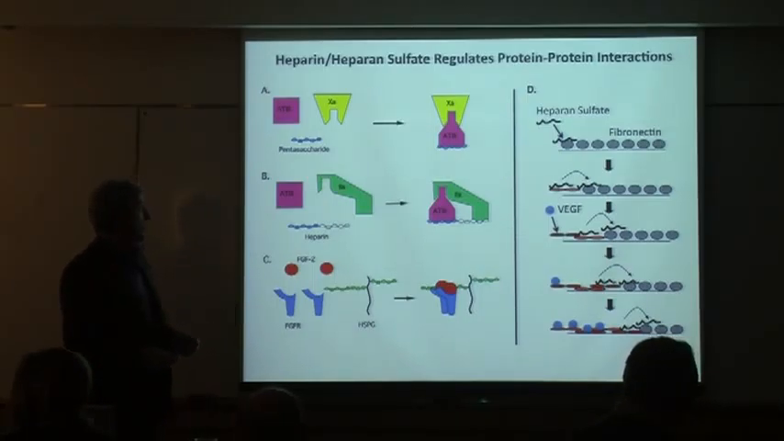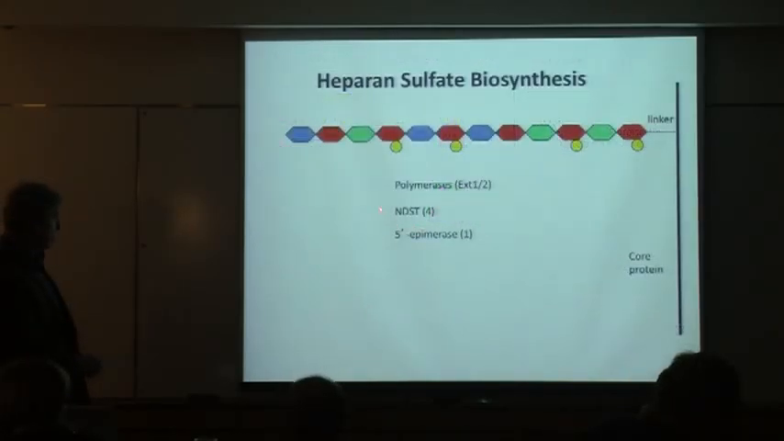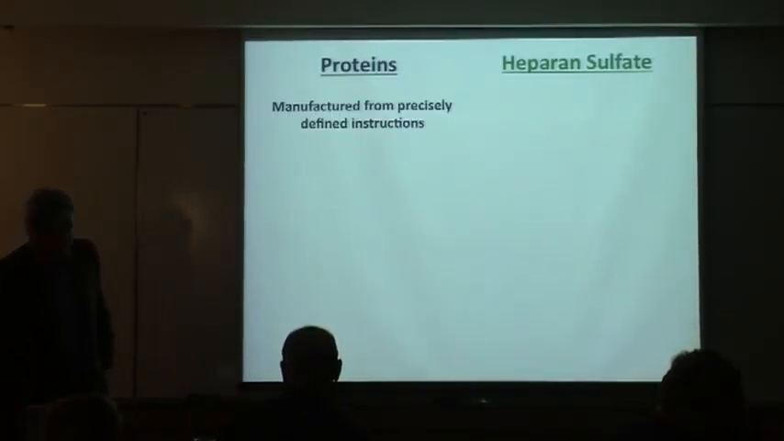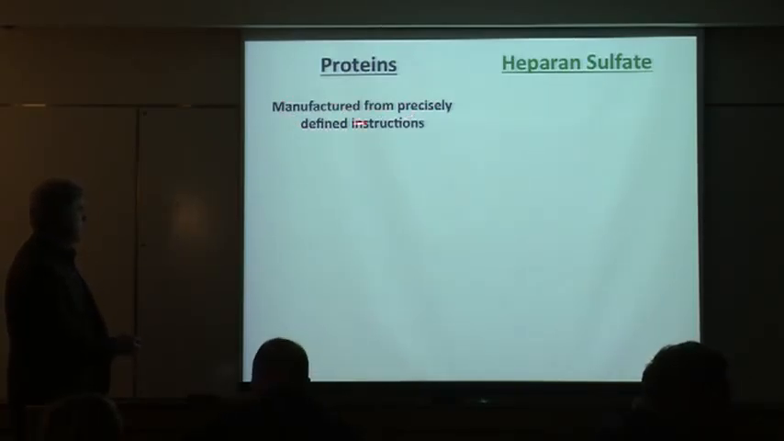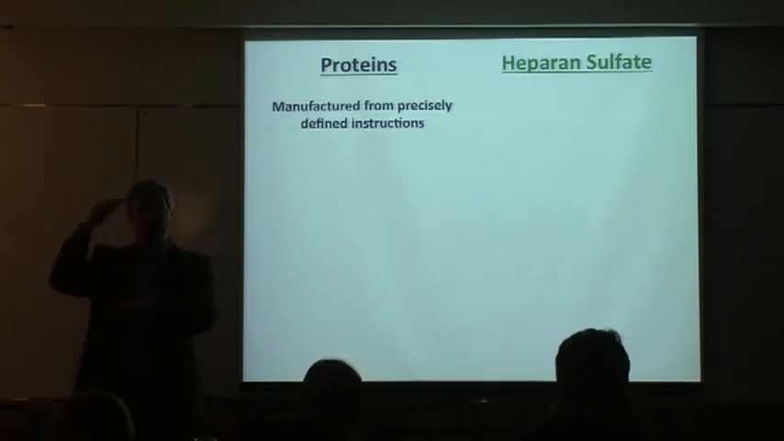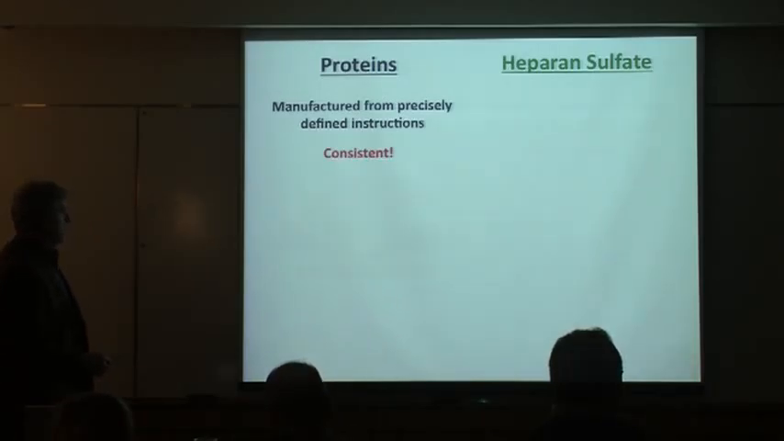Okay? So the famous one is the way in which heparin, which is a highly sulfated form of heparan sulfate, and there are 4 different enzymes that can do that. Some of these glucuronic acids get converted into iduronic acid through the action of this enzyme. With proteins, we know what we're dealing with. Proteins are really well behaved, manufactured from precisely defined instructions. Template, read from the DNA, we can know the primary structure of the protein, so they're actually consistent.